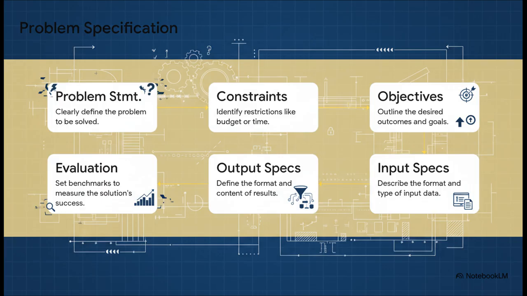Well, a really good problem spec has 6 essential parts. You start with a clear problem statement. What is it exactly that we're trying to solve? Then you define the constraints, things like budget or time or technology limits. Your objectives are the outcomes you want. Input and output specs are all about the data, what goes in and what comes out. And finally, the evaluation criteria. That's how you'll know if you've actually succeeded.